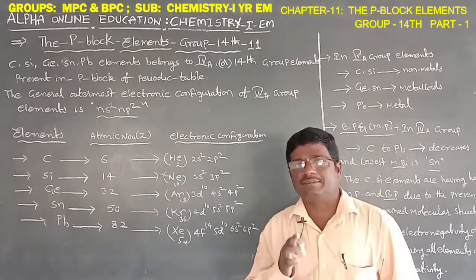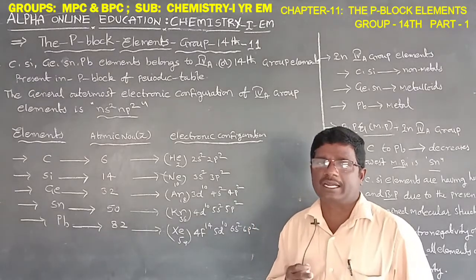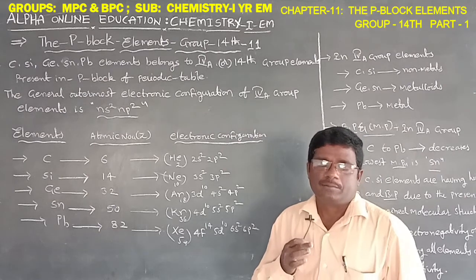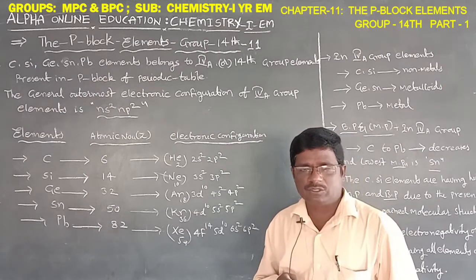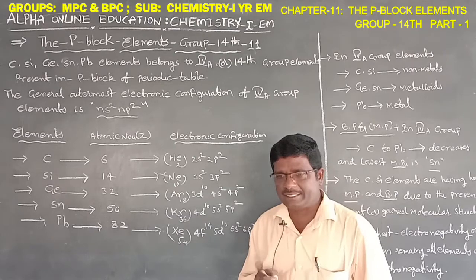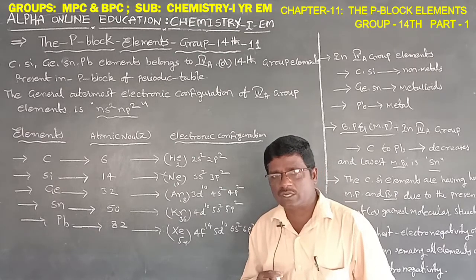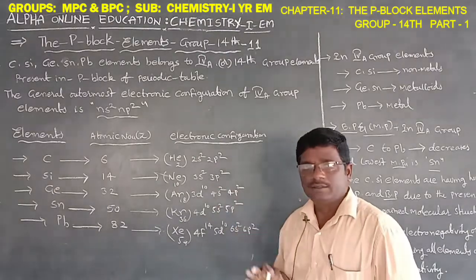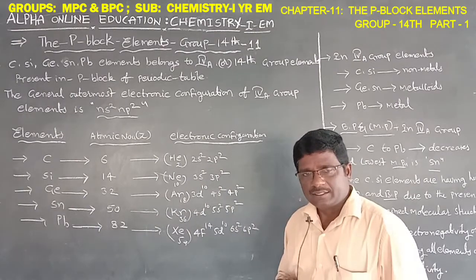3A to 7A and 0 group elements are also called p block elements.